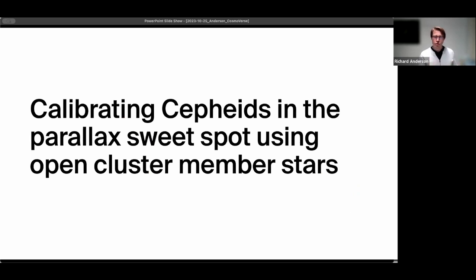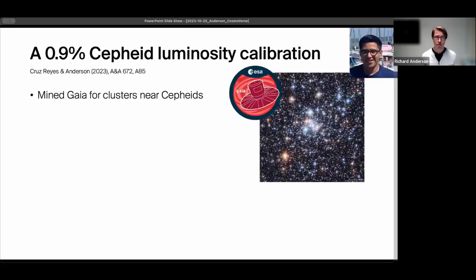So let's now move to how we use Gaia parallaxes to calibrate the Cepheids. And in fact, to do this in this sweet spot of parallax where the parallax offset is either small or 0. My PhD student, Mauricio Cruz Reyes, who's shown here at the top right, had a paper that came out earlier this year where we were able to get a 0.9% calibration of the Cepheid luminosity scale. And we approached this by mining the Gaia database for clusters that exist in the vicinity of Cepheids.